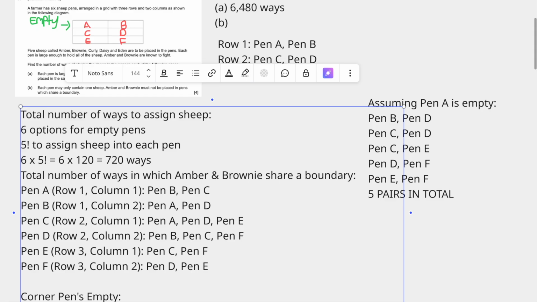For each such pair, there are 2 ways to assign Amber and Brownie, as we can put Amber in the first pen and Brownie in the second, and vice versa, and then we have 3 factorial ways to assign the remaining 3 sheep to the 3 available pens. As such, the total number of ways to assign the sheep where Amber and Brownie share a boundary, given pen A is taken as the empty pen, is 2 times 5 times 3 factorial, which results in 60.